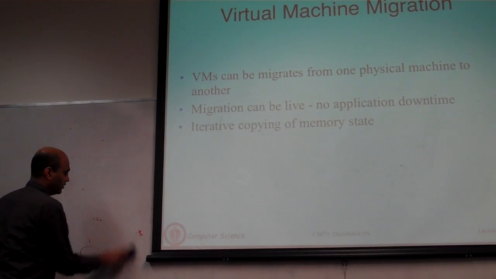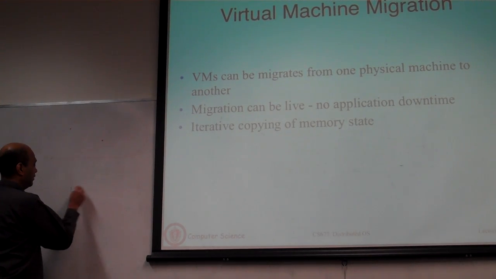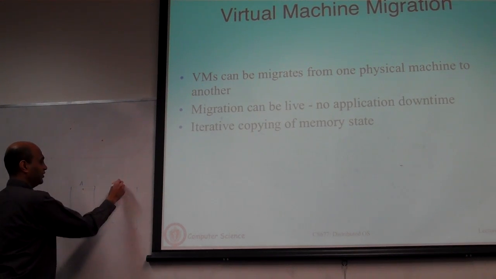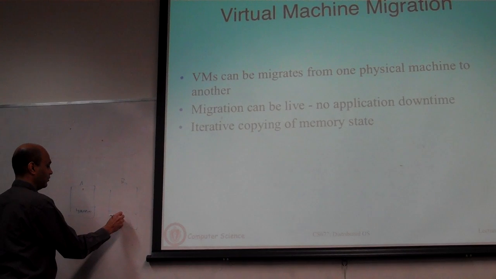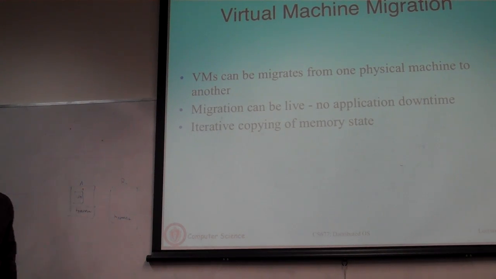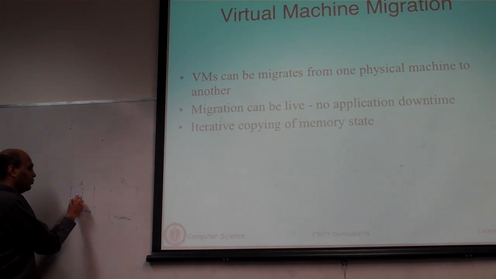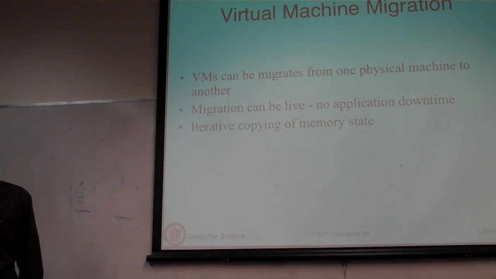I can show you a small picture here. So this is machine 1, let's call it machine A. This is machine B. Both of them run a hypervisor. So this is a VM running here. You can take this virtual machine, which has an OS and many processes, and simply migrate it to another machine.